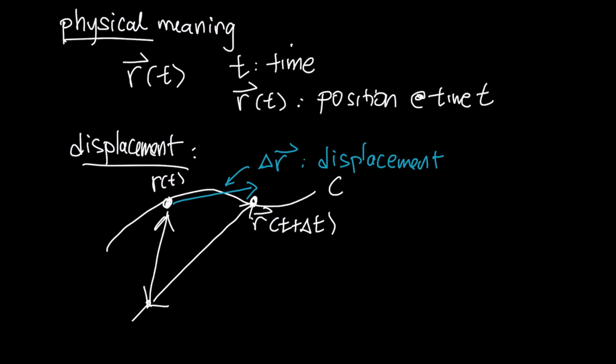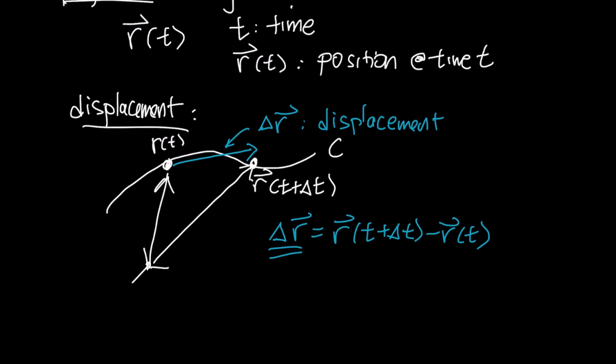From vector addition, this displacement vector is simply the difference. The displacement is given by this delta r. The size of the displacement, that would just be the distance, how long that displacement vector is, the length of this difference.